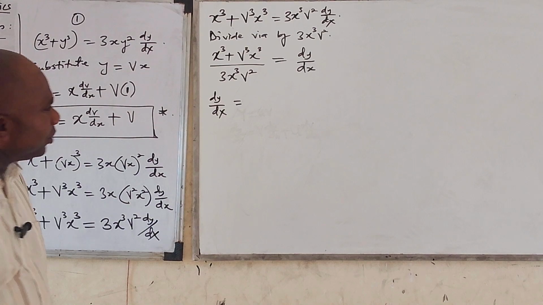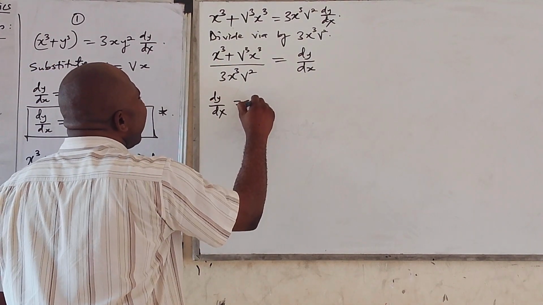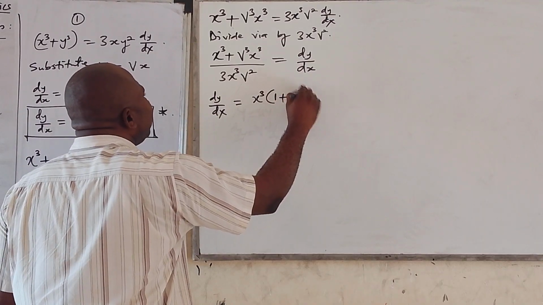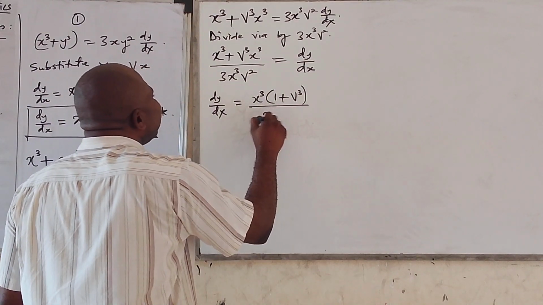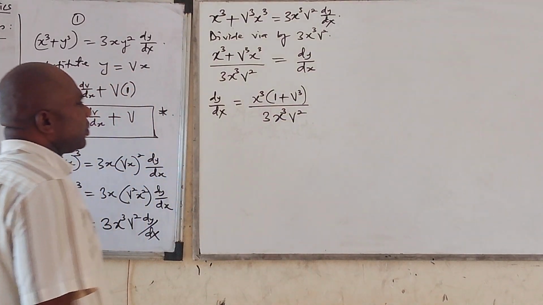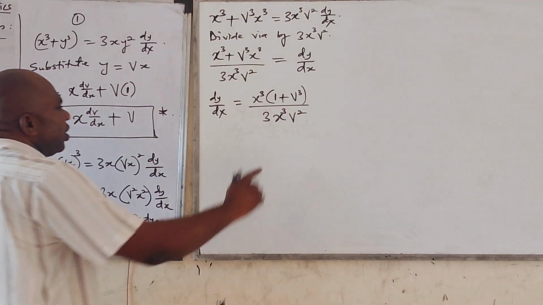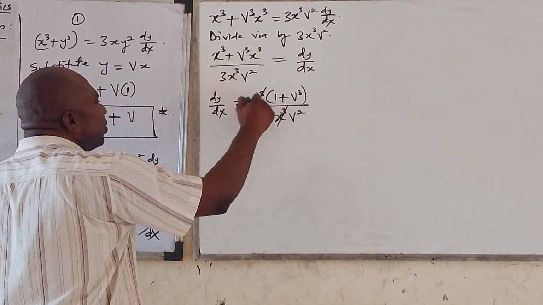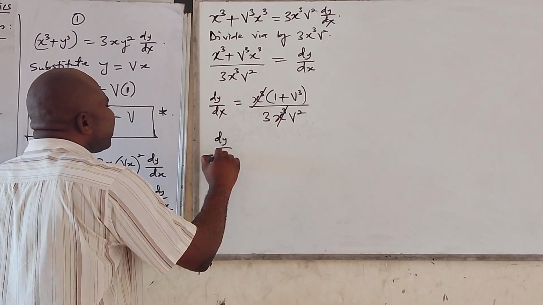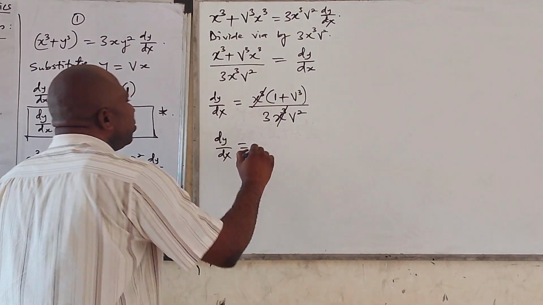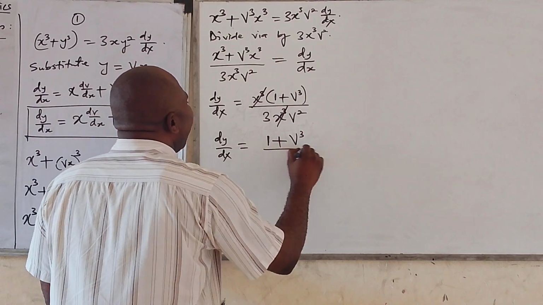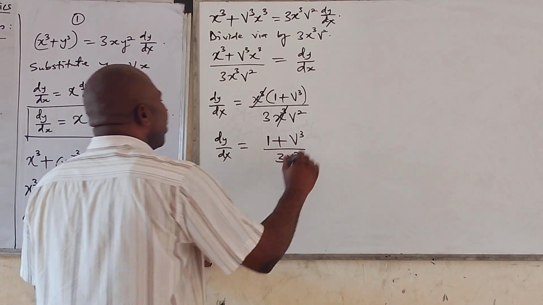Yes, x cube is common. It means here we have x cube in bracket 1 plus v raised to the power of 3 all over 3x raised to the power of 3. Then here we have v squared. Now looking at this, x raised to the power of 3 will go with this x raised to the power of 3. So we'll be left with y all over x will be equal to 1 plus v raised to the power of 3 all over 3v squared.